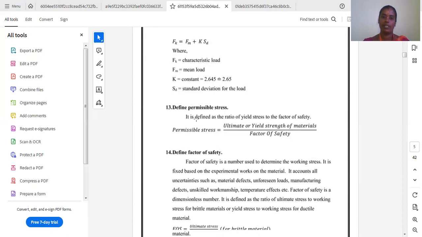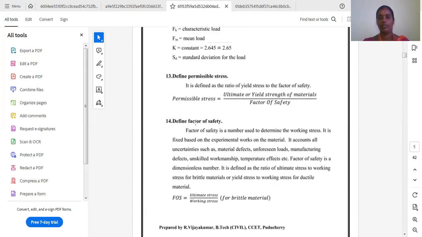Then define permissible stress. It is very, very important. In the problems, we will use the permissible stress for concrete and the permissible stress for steel. Here you can see it is defined as a ratio. What is it? It is defined as the ratio of yield stress to the factor of safety. Right? So this permissible stress depends on the different grades of concrete. It is given in the book.